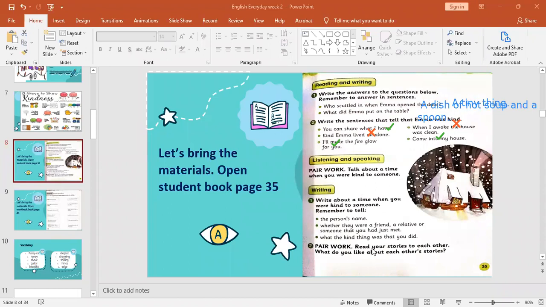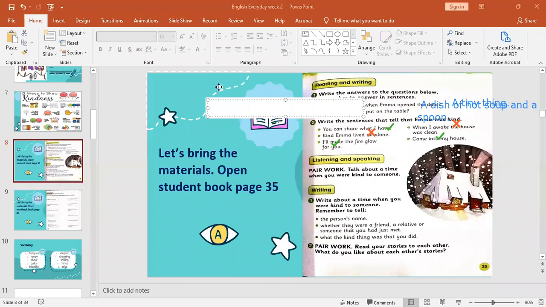So that being done, the writing part. Remember we talked about when you were kind to someone. Now I want you to write it. Write about the time you were kind to someone. Remember to tell the person's name, whether they were a friend of yours, and what act you did for the person. Okay, right now I'm going to write mine so that you see what I'm talking about.